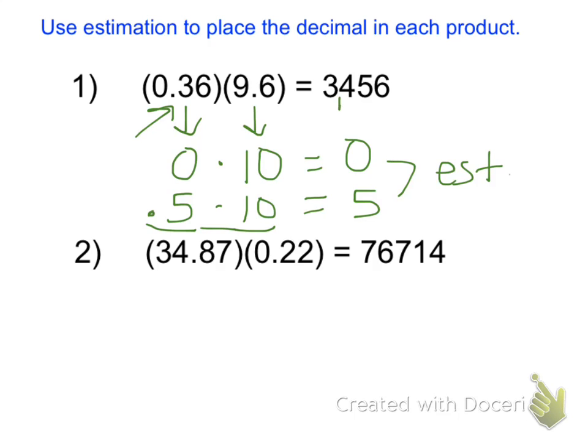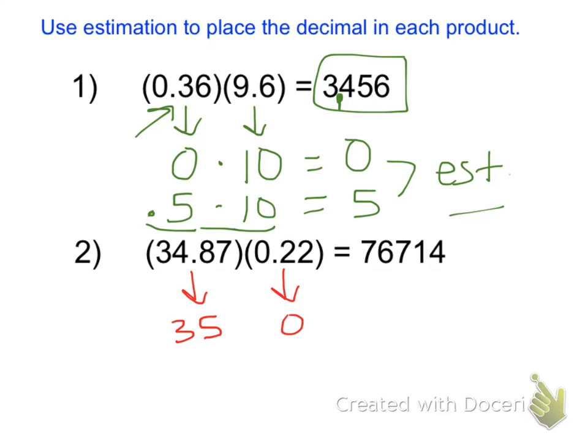So if you go to this problem right here, I know my decimal should be right here, 3.456. That's pretty close to my actual estimate. Okay, then let's go down here to the next problem. First you want to round these. I always think about the nearest whole number first. So this first one would round to 35.